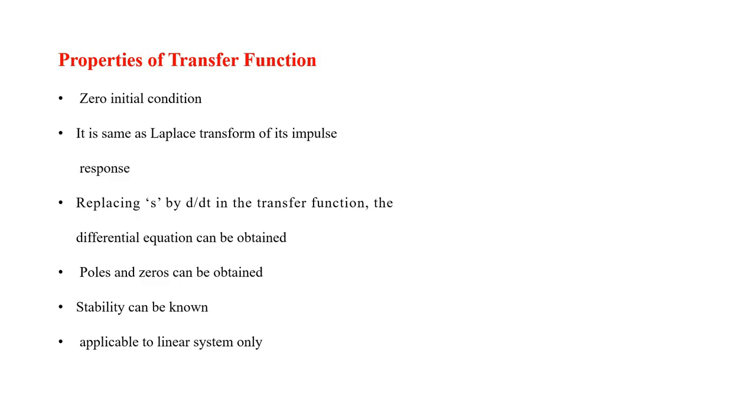Okay. So next is poles and zeros. It helps in determining the important information about the system, that is the poles, zeros and characteristic equation of the system. And also here the stability of the system can be known once the location of the poles and zeros is known. And the last one is this transfer function can be applied only to the linear systems. It cannot be applied to the non-linear systems.